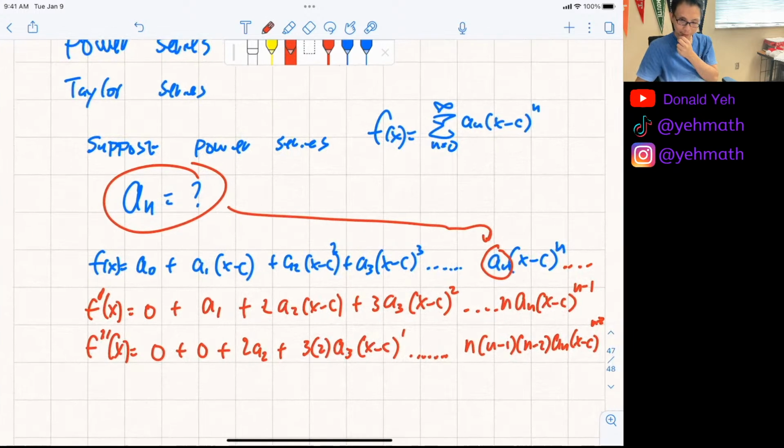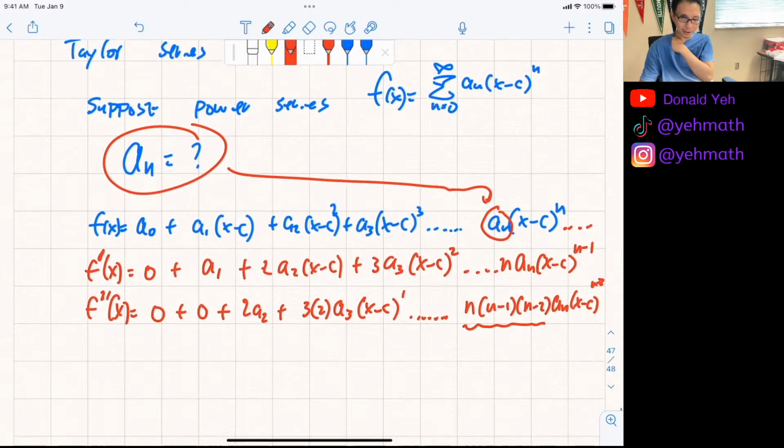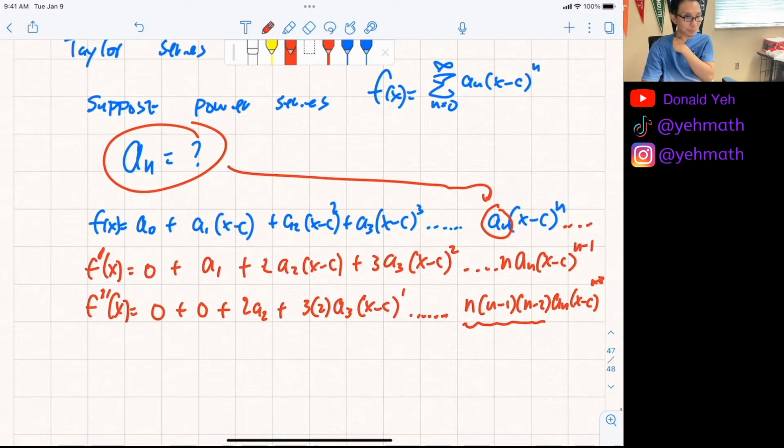Now, hopefully you see this. This is something that's very important. We know that pattern. What is that? If you don't see it, it's the factorial.